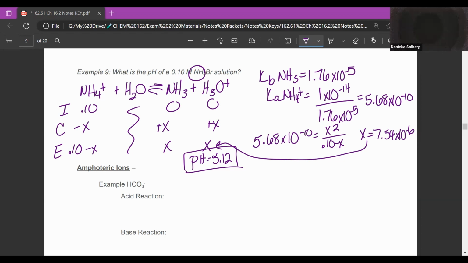Solve for x. Yes, you can drop that x, or if you have the solver button, you can leave it in. I got 7.54 times 10 to the negative 6th. Plug that in for x, which is H3O+, and I can find my pH. You did not have to subtract from 14 because this was an H3O+. So they work the same. You just pay attention to whether it's an H3O+ or an OH minus. Should it be acidic? Should it be basic? Ask yourself these questions and watch your equations.